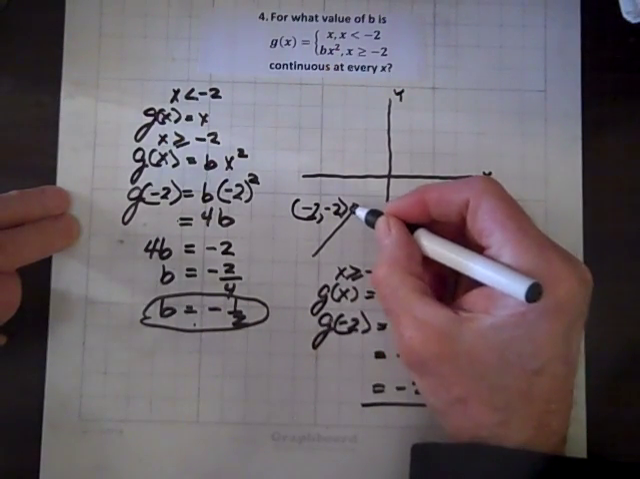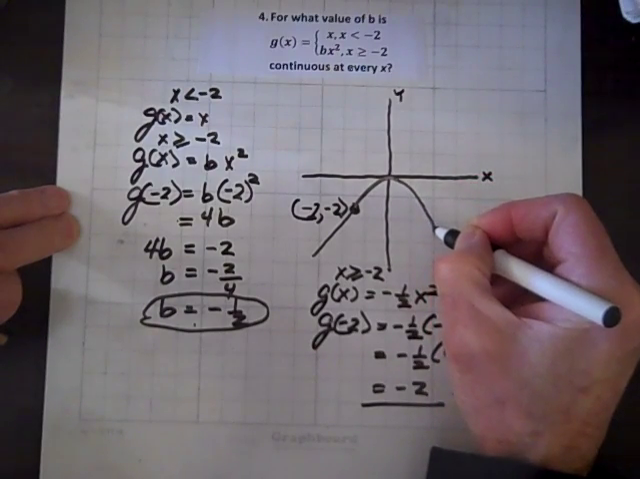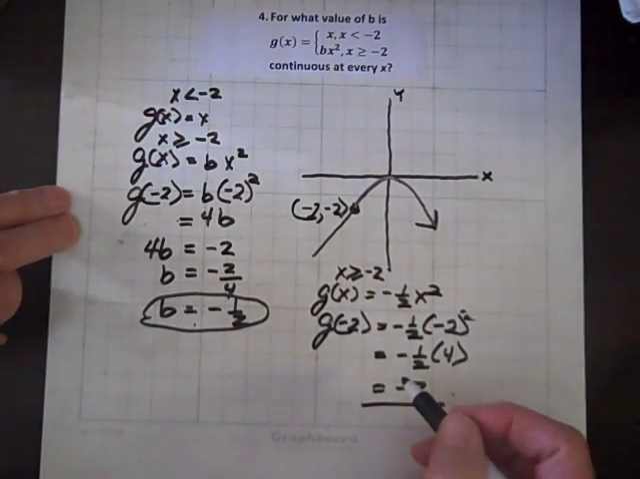Now we'll graph this thing, and we can fill in the blank, and we know it has a vertex at the origin and opens down, and there we have a continuous function.